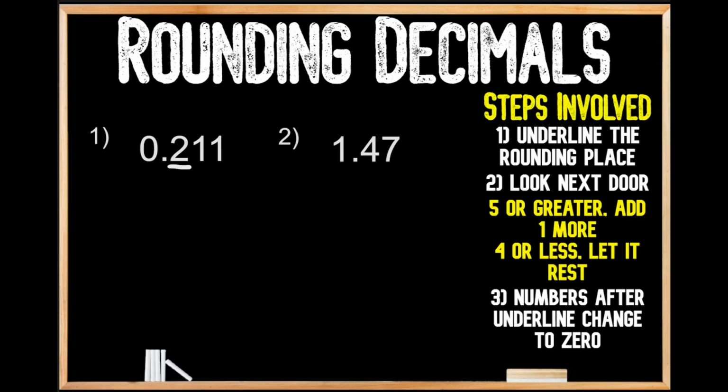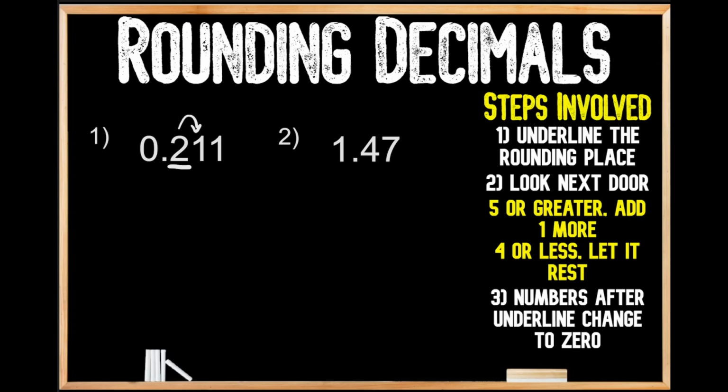number next door. Whenever we're rounding, we're going to look to the digit that's immediately to the right of the place that we're looking to round, because the value of that number is going to tell us whether we're going to round our decimal up or down. If the value of that number is 5 or greater, then we're going to be rounding up and adding 1 more to the place that we're rounding.